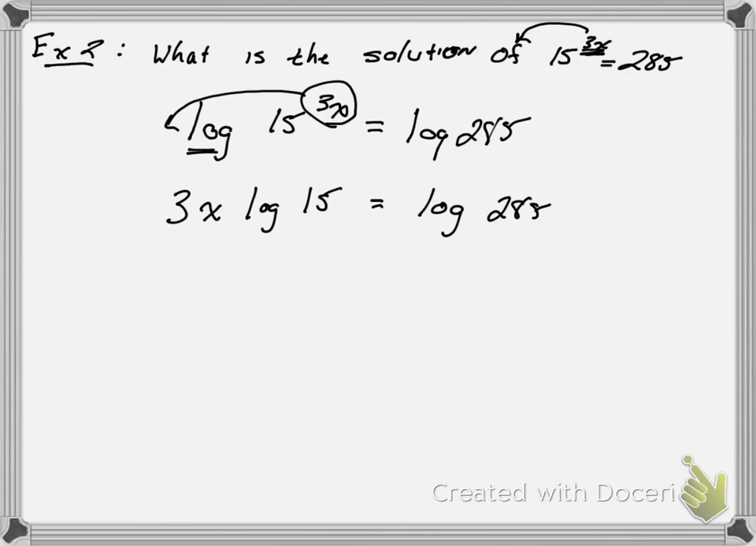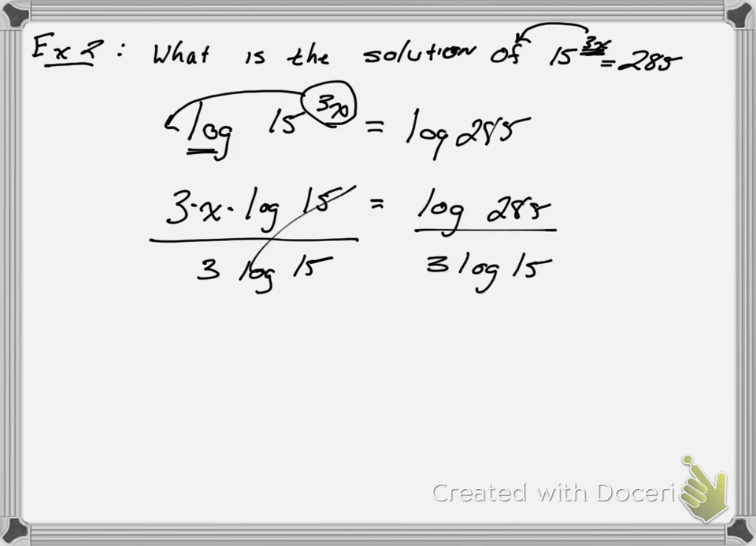Remember, everything that's happening here on the left side is multiplication. It's 3 times x times the log of 15. How do I get the x by itself? Well, I could just go ahead and divide by everything that's attached to the x. Divide by 3 log of 15. The logs are going to cancel. The 3's are going to cancel. I'm left with just x on the left side. And then just punch in your calculator, log 285 divided by 3 log of 15. And it gives me about 0.696, somewhere in that area.